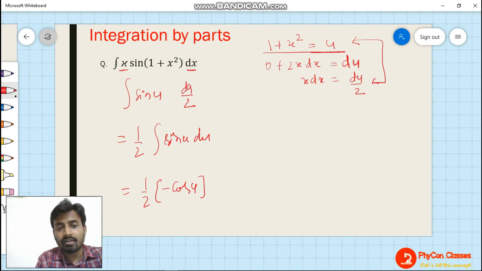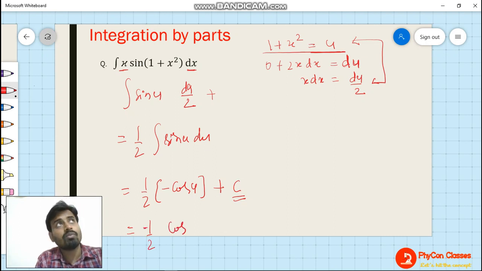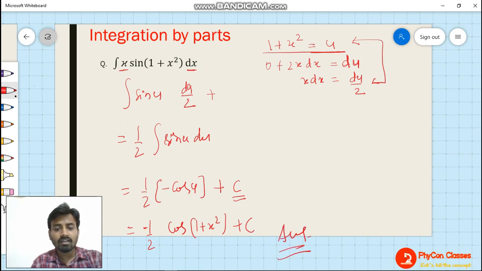And plus we are doing one thing, that is after integration, we have to add one constant here. Okay. Now, as this integration is done, minus 1 by 2 cos u. So in place of u, what we can write? In place of u, we have to write 1 plus x square plus c. So this will be our answer. Understand? Clear or not? So this is integration by part.